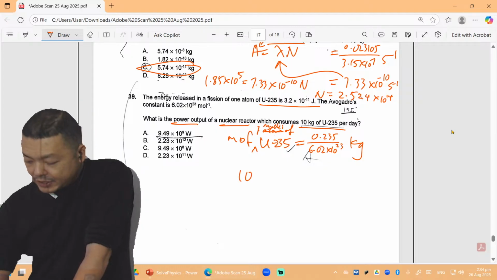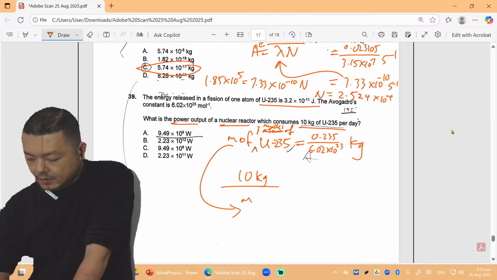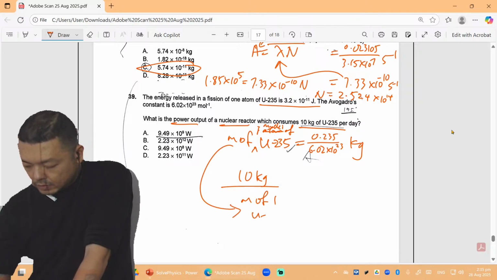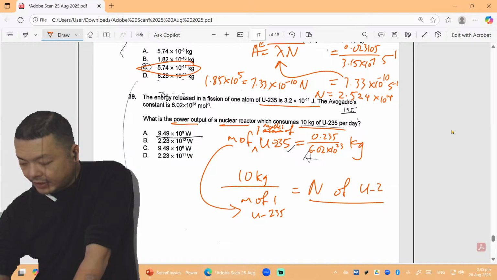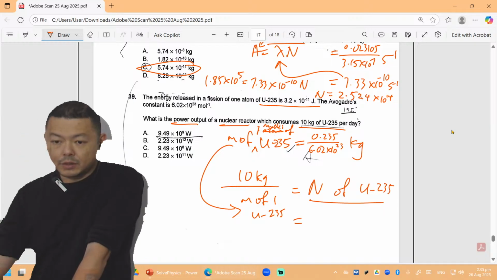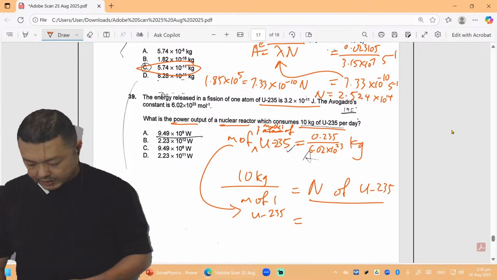And therefore 10 kg divided by this mass will give you the number of uranium-235s, right? Which is how much, by the way? Did you write it down somewhere? No? Okay, I can punch it in as well.